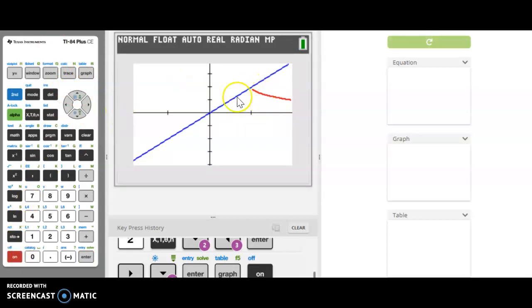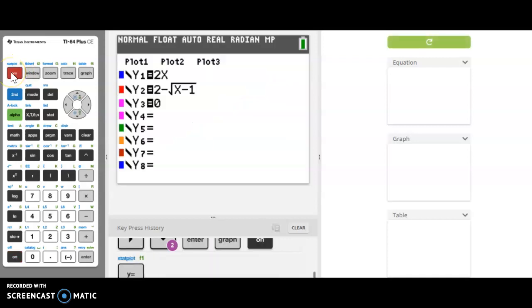I had to do that really quickly because this on the computer goes fast. It stopped that y equals 0 from graphing, so there's not the little spinny circle up here. The window's not good, so I'm going to go back to my y equals screen.